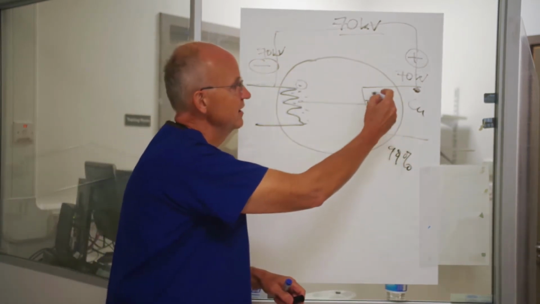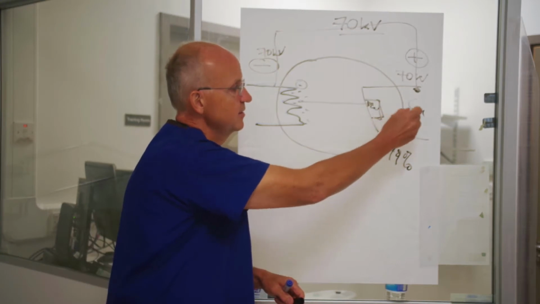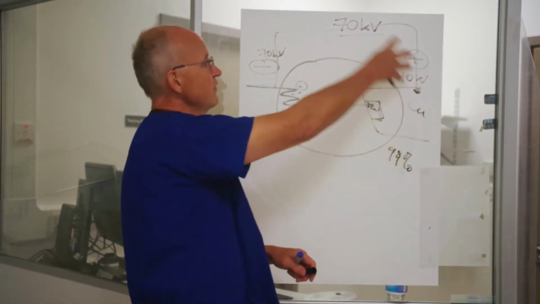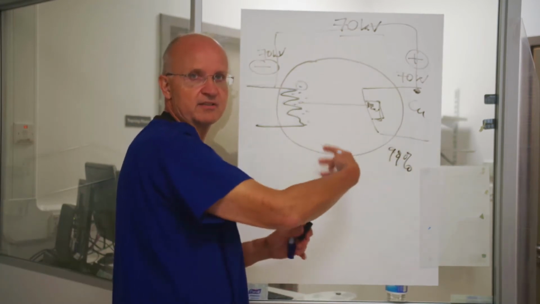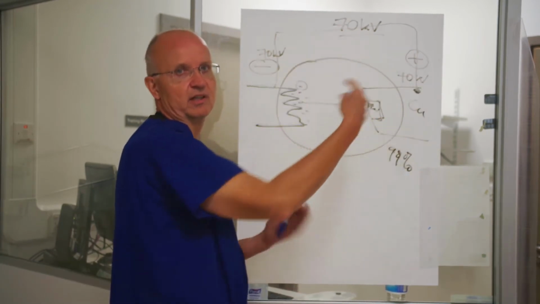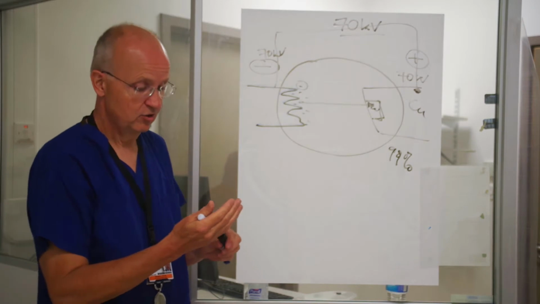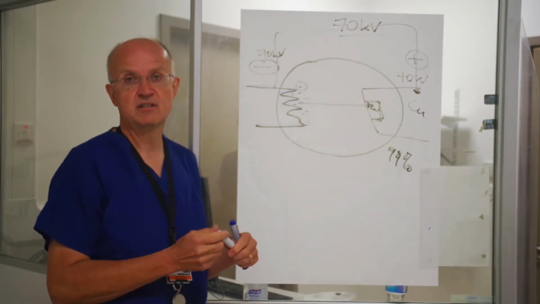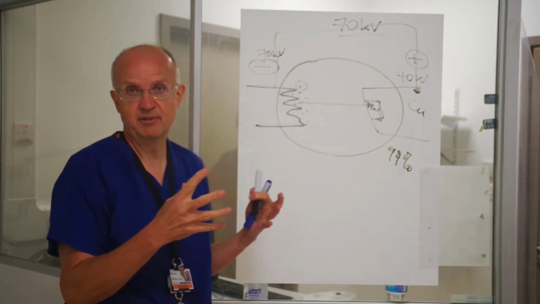And that is why this target is set within a copper block, because that's going to conduct the heat away. And the whole of this tube is in oil. So that sets up convection currents within the oil, and it takes the heat away. Because you don't want the tungsten target here to be affected by the heat.